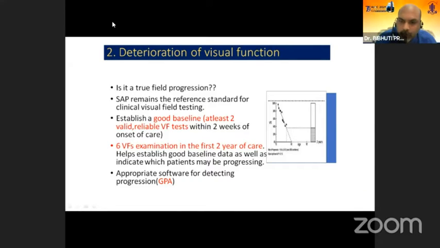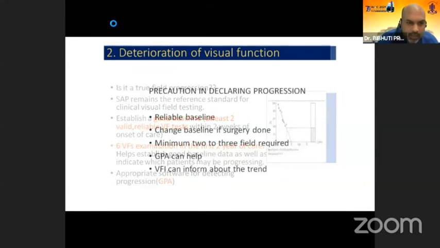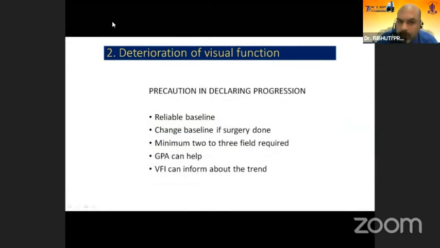A single visual field can't detect the progression. So if we get a poor visual field with a few more points which are depressed in the adjoining area, or a few points which are depressed from their earlier position, we have to repeat the visual field to identify whether these field depressions are going to stay there or not. If they stay there, then naturally we have to term these patients as progressing on the visual field analysis. So the precaution in declaring progression is to have a reliable baseline.